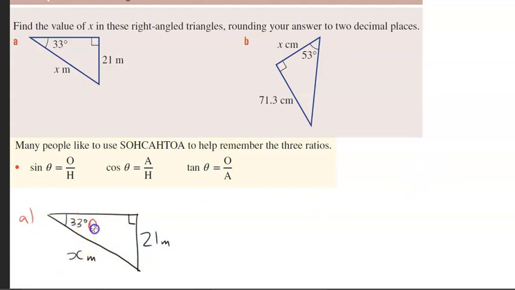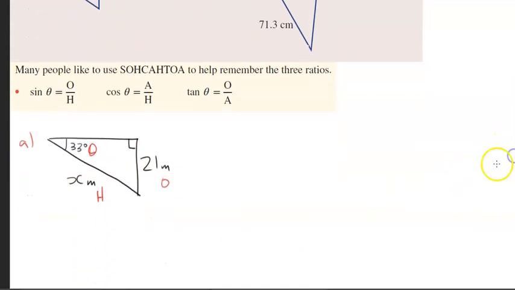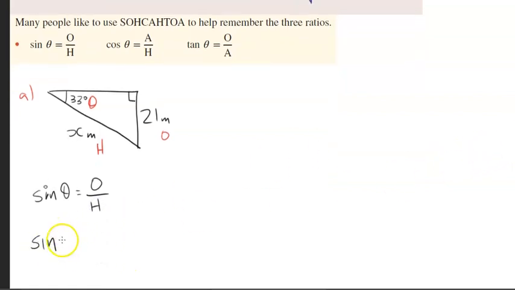What do we know? We know that this theta here is the angle. This angle that is provided is the opposite, the O. And the one that's opposite the 90-degree angle is the hypotenuse. So we're using O and H. So which one uses O and H? It's the sine. So the sine of the angle is O over H. Or in other words, the sine of 33 degrees is equal to the opposite, which is 21, over the hypotenuse, which is x.